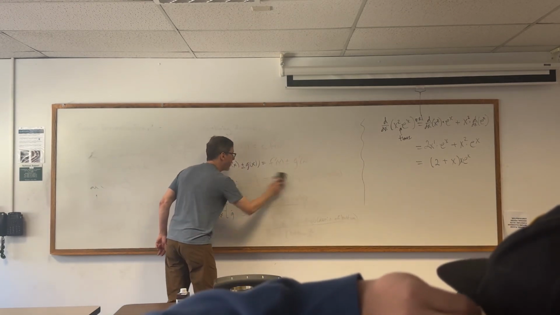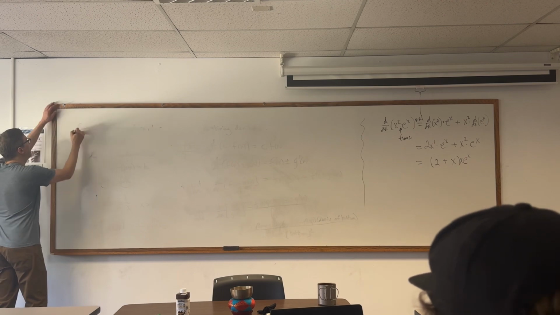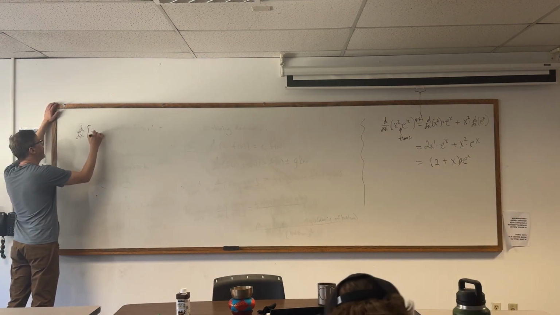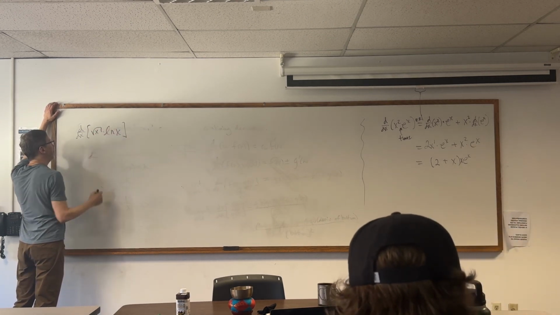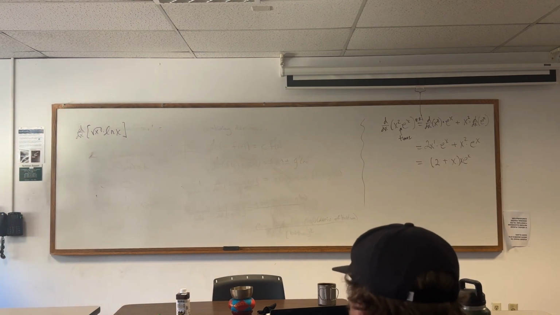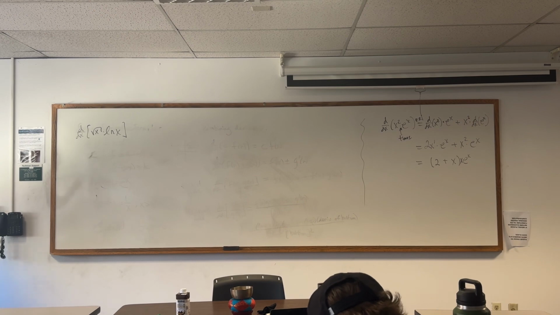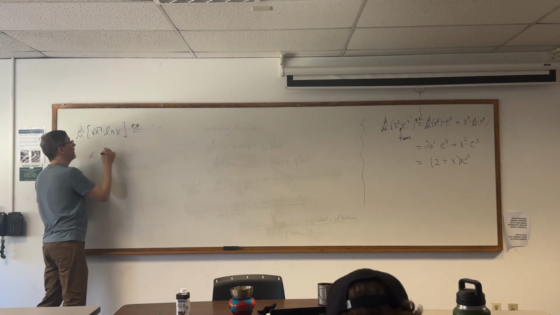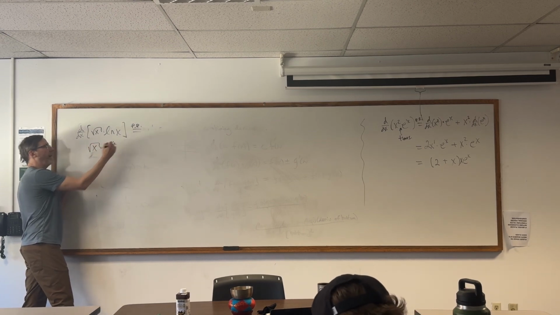This one's for you. Please find the derivative of square root of x times the natural log of x. What rule are we going to use? Product, because I said times. Product rule. So use the product rule first. Want to convert square root of x to x to the 1/2.